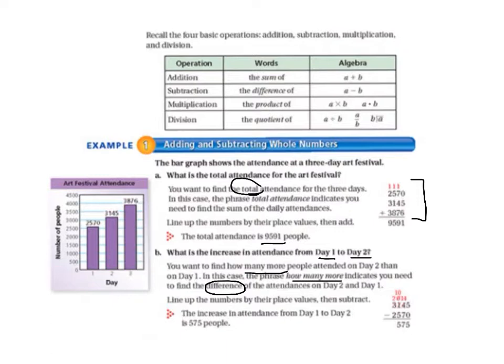If you look back up at the table at the top of the page, that means we're subtracting. Once again, we need to line up the numbers by their place values and then subtract and regroup as necessary. So the increase in attendance from day 1 to day 2 is 575 people. Remember, as I go through this, to make note of any questions you have and then review the lesson again, and if you still have any questions, you need to be sure and indicate that on your exit slip and ask me tomorrow in class.